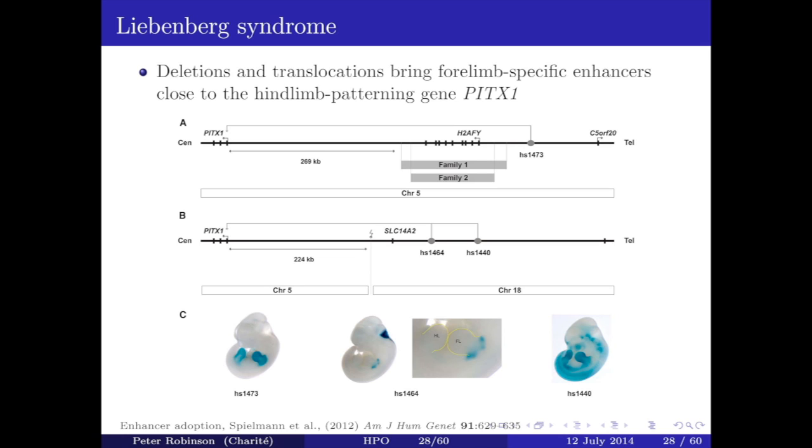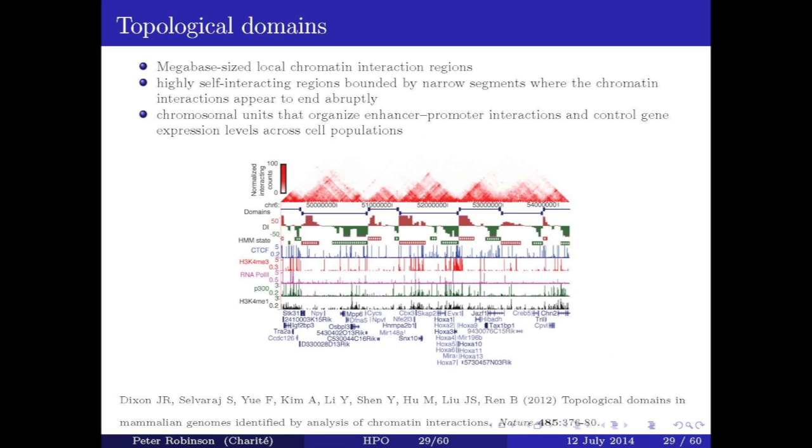And so the obvious theory was that this enhancer is inappropriately activating a hind limb gene, which is making the arms look like legs. Okay? And we then saw this paper from, I think, Stanford, the Ren group, a really brilliant paper, where they were using a method called Hi-C, which measures chromatin interactions across the genome.